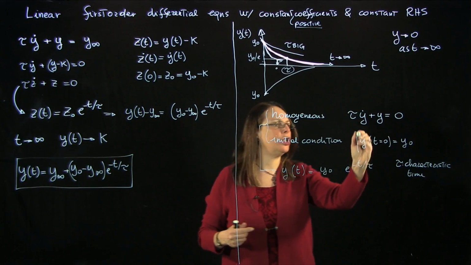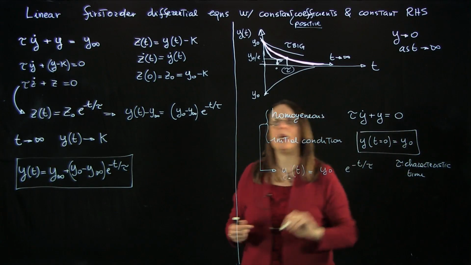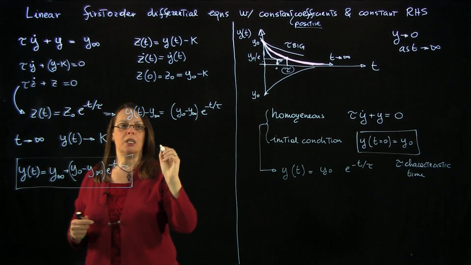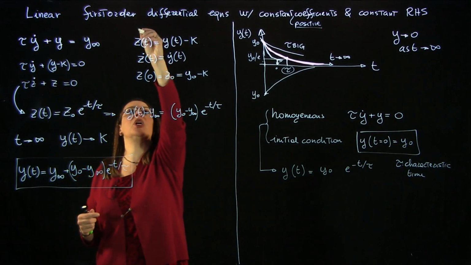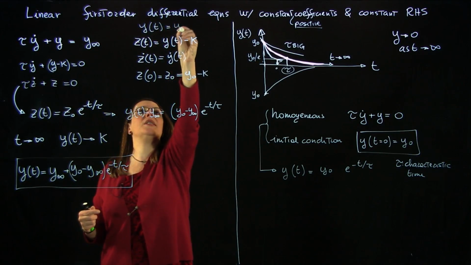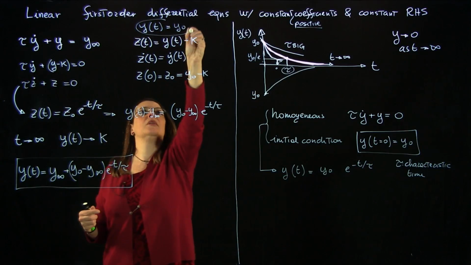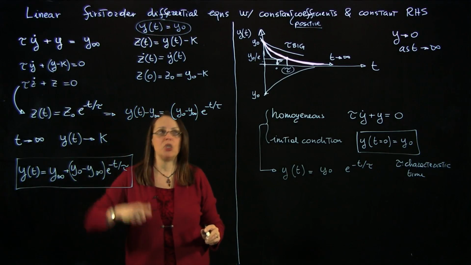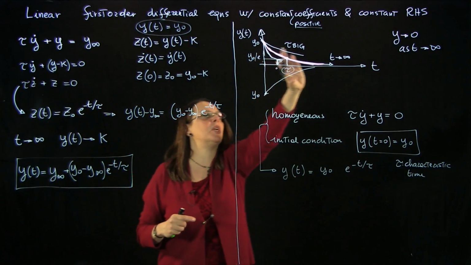These are the initial conditions: y of t equal to y0. So if I'm given these differential equations and I'm given the initial condition that y of t equal to y0, then my solution is this. What does that equation look like? It's going to look very similar to this.